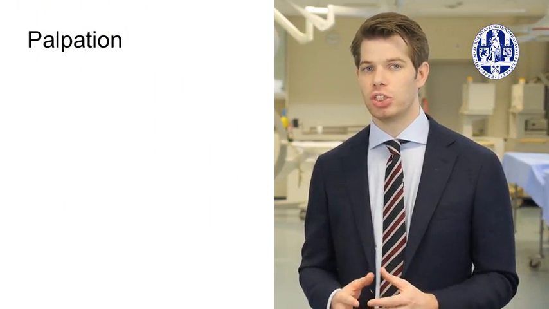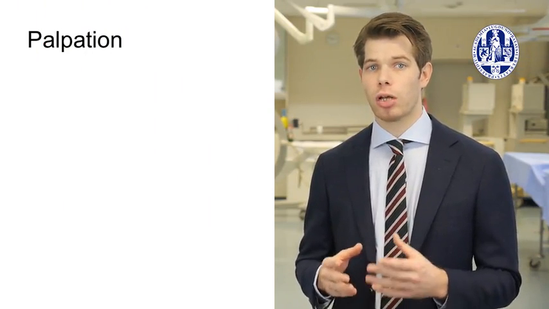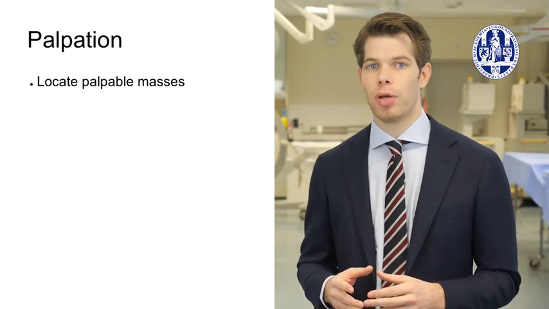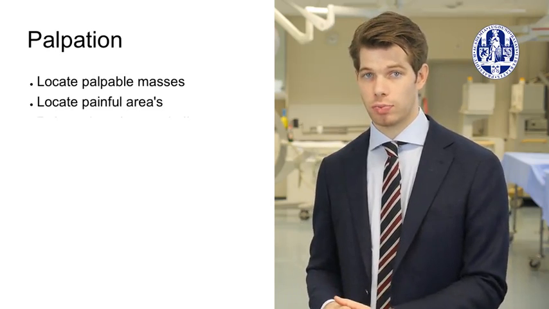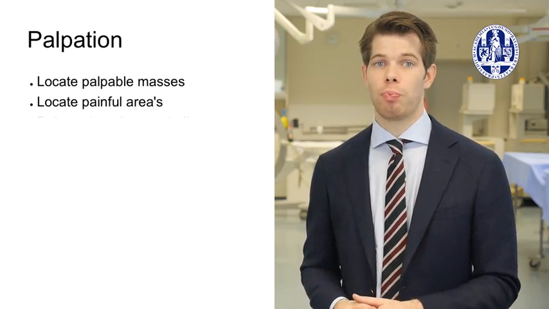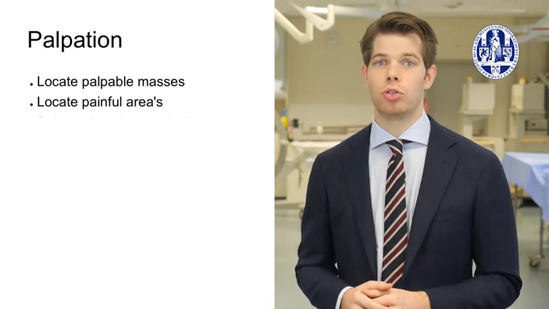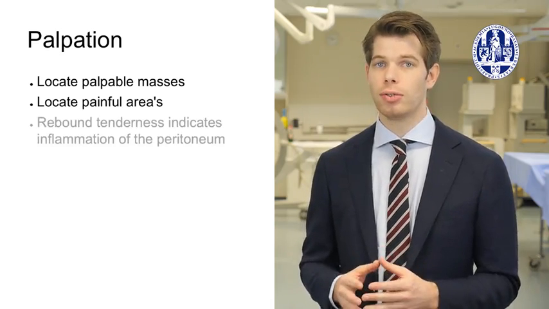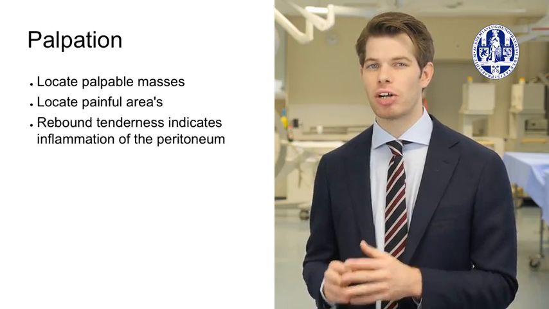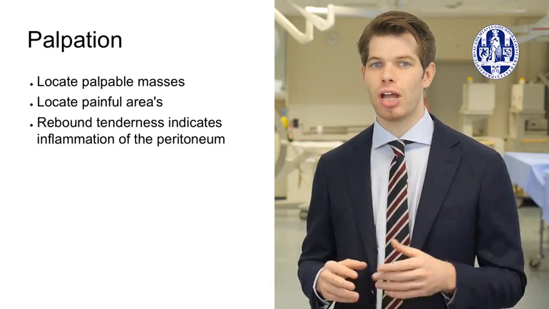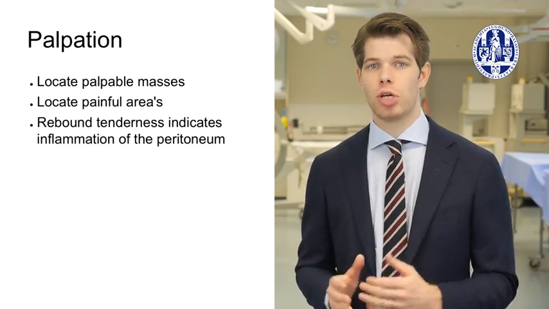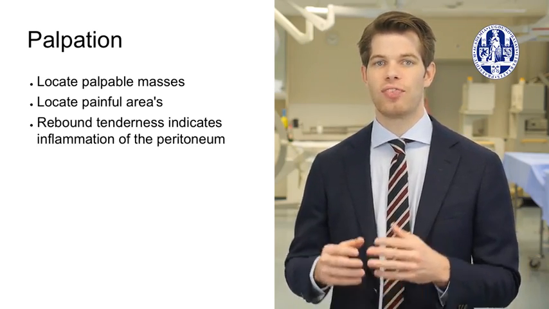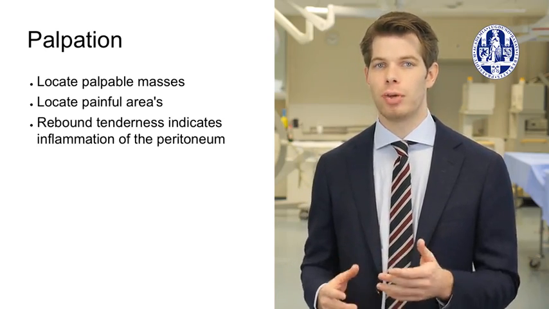The final step of examining the abdomen is palpation. Palpation is performed last to locate any abnormal palpable masses and to identify any possible painful areas. The location of pain during palpation provides vital clues to the possible cause. Rebound tenderness is tested by applying pressure to the abdomen and then rapidly releasing the examining hands. This action will vibrate the abdominal wall, and in the case of an inflamed peritoneum, this will provoke pain.